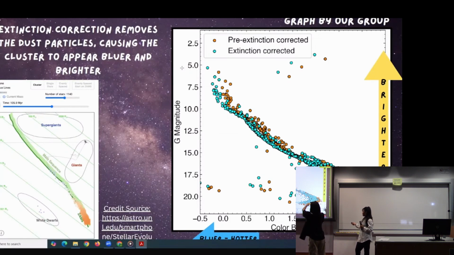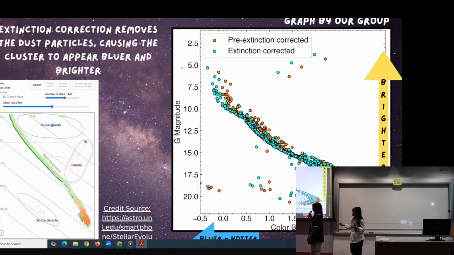These stars over here have two colors. We have the orange, which are the stars when they were not corrected, and the blue, which is when the extinction is removed. As you can see here, there is a slight shift to the left because after undoing the dust particle effect, we can see that they are actually brighter and bluer as well.